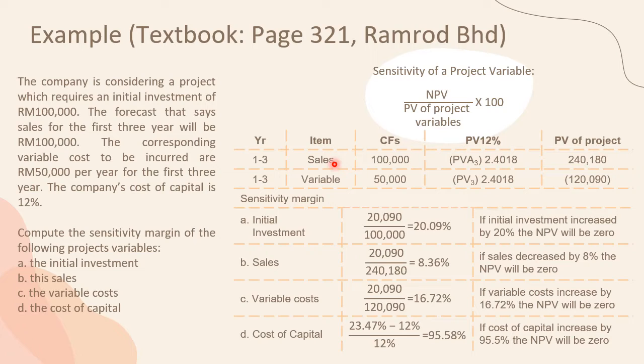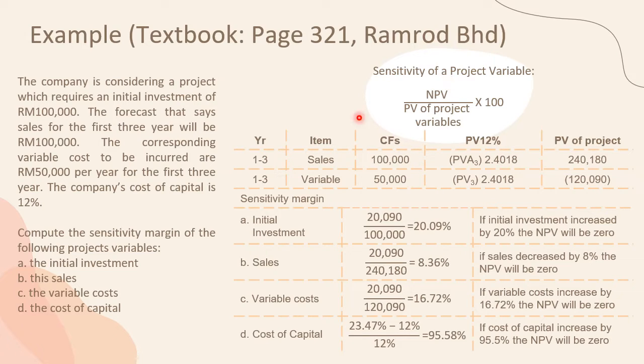We only need to calculate the present value for the sales. It occurs in year 1, year 2, and year 3, as well as the variable cost. We already calculated this when we calculated the net present value previously, if you still remember it. So we found that the present value of the project variable sales is 240,000. The present value of the project variable cost is 120,090 ringgit.